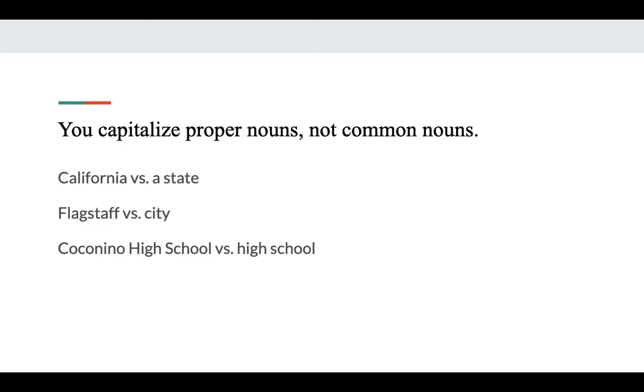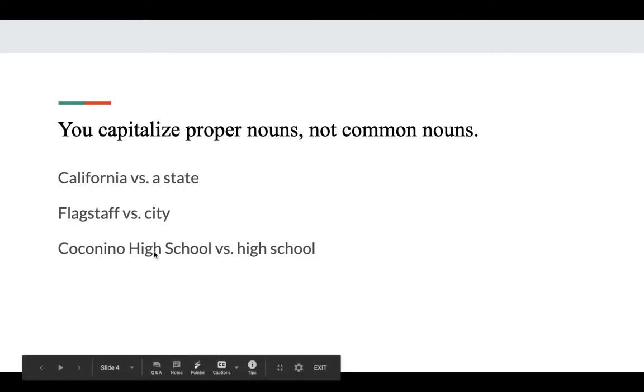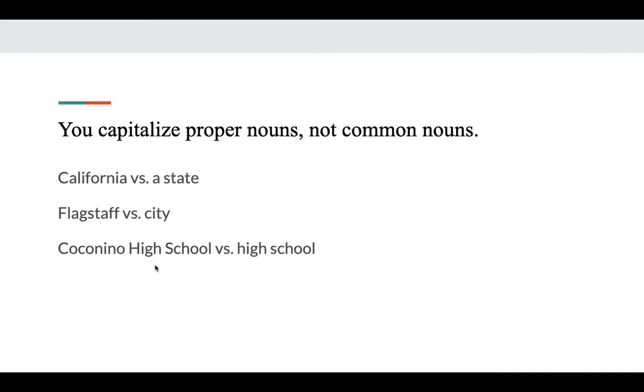Again, you capitalize proper nouns, not common nouns. Okay, so California is a specific state, it's a specific place, you capitalize it. If you're talking about the states in general, you don't capitalize them. Flagstaff is an important, well, of course we think it's important, we live here. It's a specific city, and so that's why we capitalize it versus a general one. Coconino High School, obviously the best high school in Flagstaff, right? Capitalized because it's specific versus general, which is lowercase.